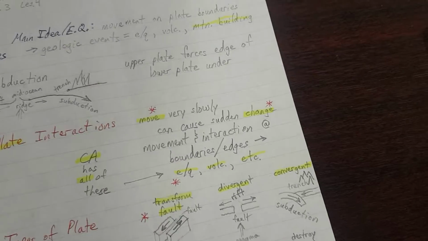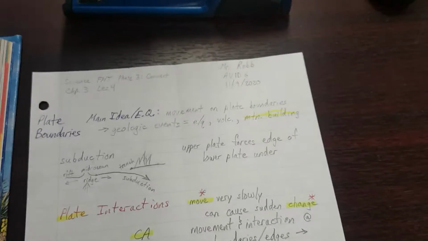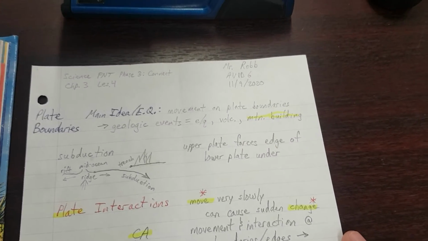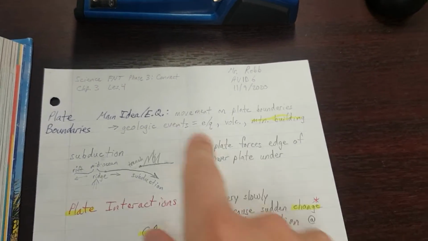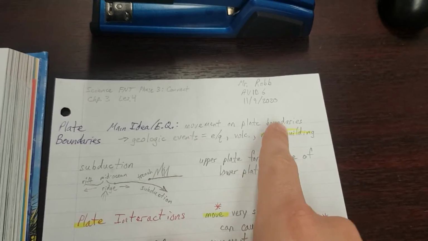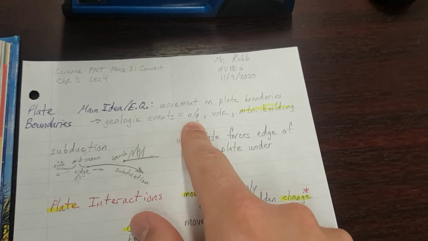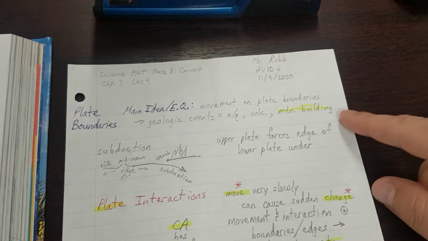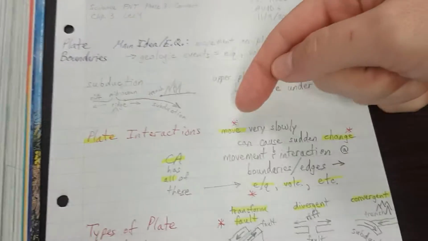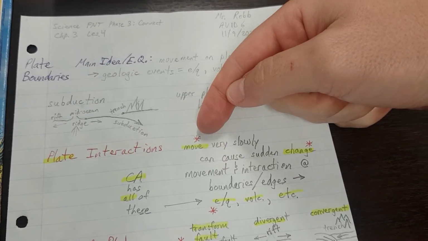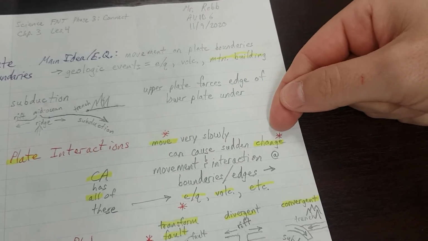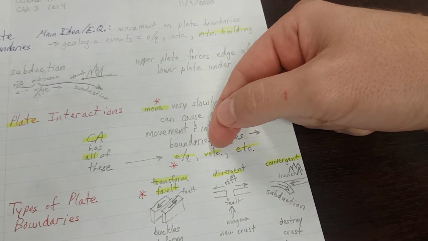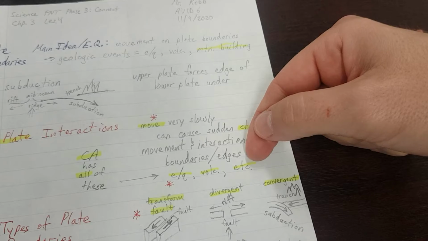Okay, so a lot of the stuff we highlighted is also stuff that we want to annotate to try to get into our paragraph. So our paragraph is going to sound something like, there's movement on the plate boundaries that causes geologic events such as earthquakes, volcanoes, and mountain building. The plates move very slowly, but can cause sudden change when there are earthquakes, volcanoes, and other geologic events.